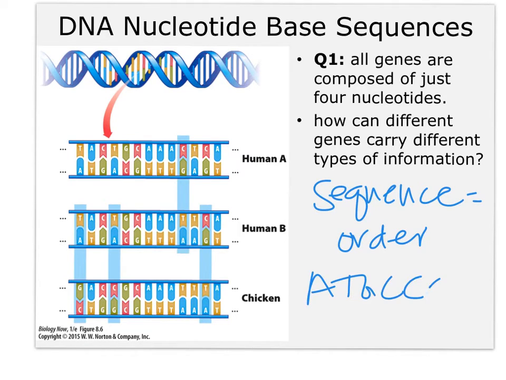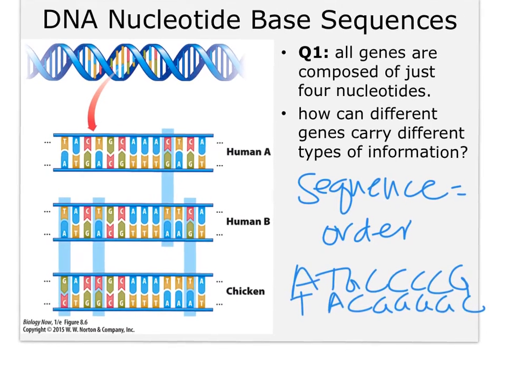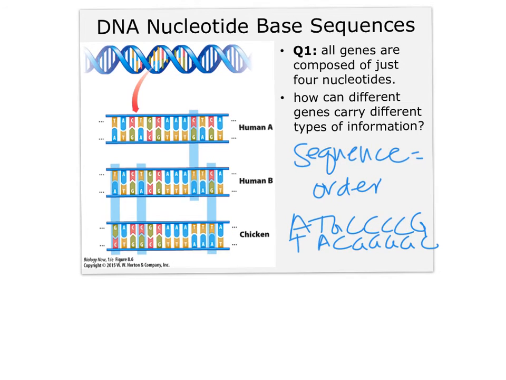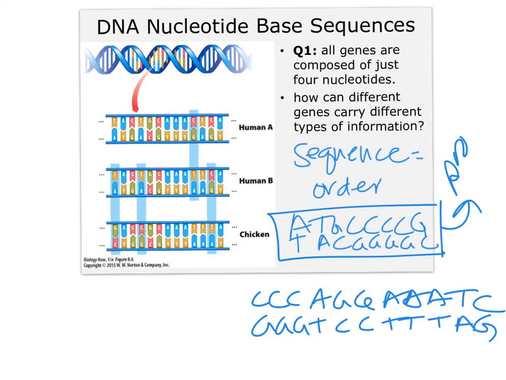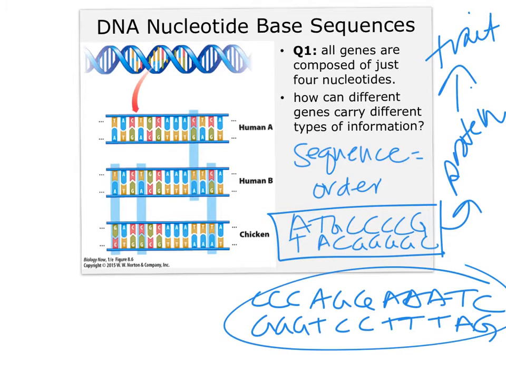A, T, G, C, C, C, C, G, and its other strand, right, might code for something completely different than a sequence of C, C, C, A, G, G, A, T, C. Right, if we give us the complementary, which you should be able to do quickly because you know the rules, right? If this is part of a gene, that's going to give you a different protein and a different trait than this sequence, even though they're the same 4 nucleotides. They're in a different sequence, in a different order, different amount.